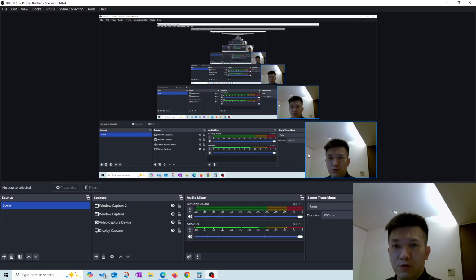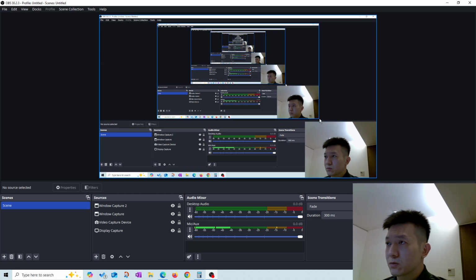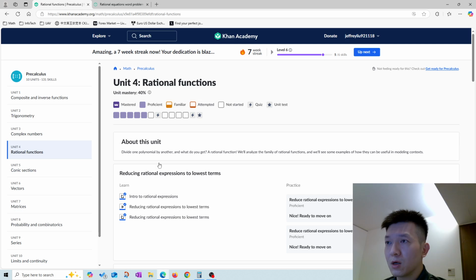Hi guys, I'm Jeffrey. I'm a math tutor here in Taiwan. I'll be tutoring math today on the topic of rational functions. Rational functions are just polynomials in fractions, right?